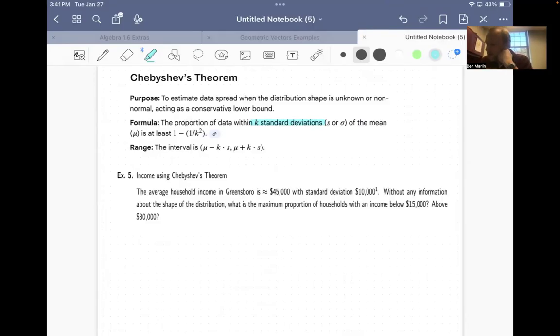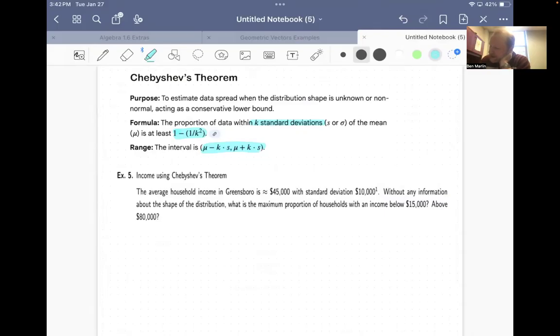So the proportion of the population that is within those, however many standard deviations, is going to be at least 1 minus 1 over k squared. That's not saying it will be exactly that amount, okay? Or that it can't be more, but it'll be at least that. So the interval that we'll talk about on this is always going to take the middle, the mu, and say plus or minus that k times whatever the standard deviation is. All right, so let's look at our example here.